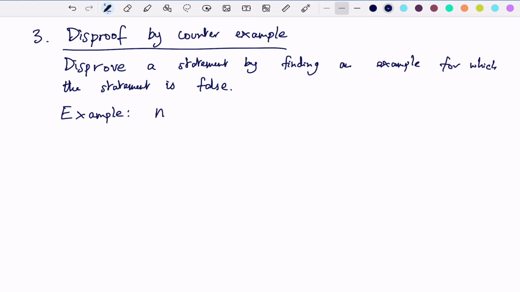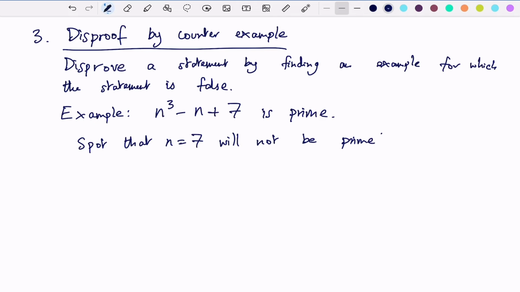So if we consider the case where we've got the statement that n cubed minus n plus 7 is prime, and we're looking to disprove this statement. The quickest way to get to a solution here is just to spot that if we plug in n equals 7, then all of the components of this expression are going to be a multiple of 7, and therefore the expression as a whole will also be a multiple of 7, i.e.